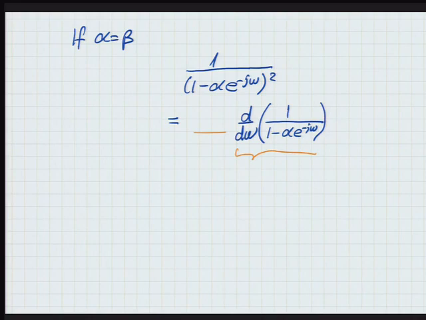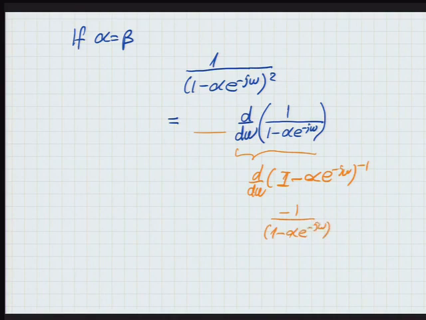Well, the core first. First, I'm going to get a negative 1. So this is d by d omega of 1 minus alpha e to the negative j omega, inverse. So that you're going to get 1 over that squared, which already is looking like what we want here. But then, what rule am I using? I always mix up the chain. Is it the chain? Yeah, okay.